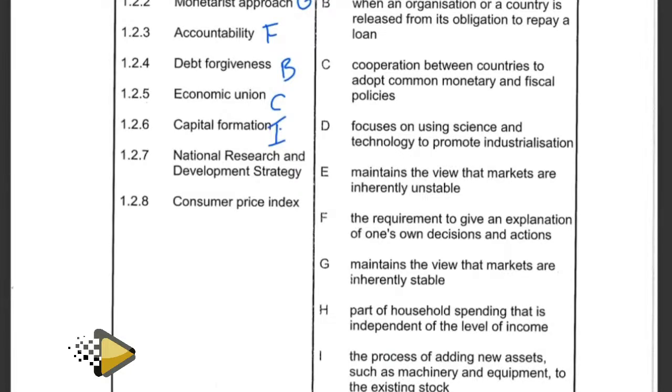The next question, 1.2.7, reads as follows: national research and development strategy. If you check the list of options given, the appropriate answer is going to be D, because the national research and development strategy focuses on using science and technology to promote industrialization in South Africa.